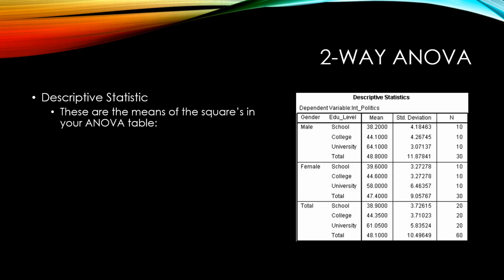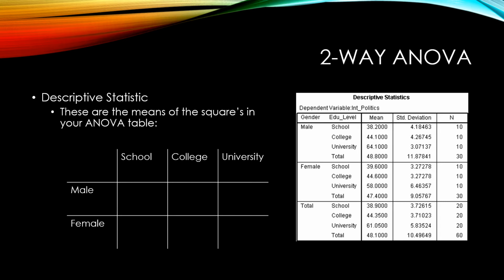So on to interpretation. For the first part of your two-way ANOVA, you're going to get a descriptive statistics table. These are the means in the cells of your ANOVA table. So when Dr. Rumble talked to you about your independent variables and drew that little table, these are the means. These are the values that go into the cells. The first value is going to be the mean for male in school.